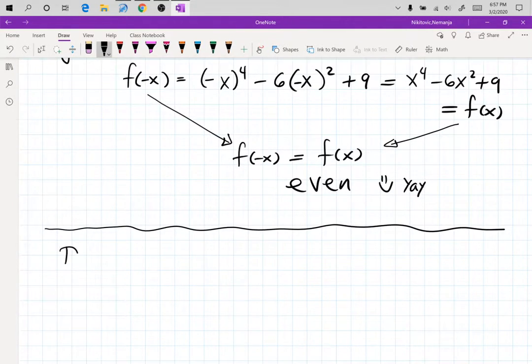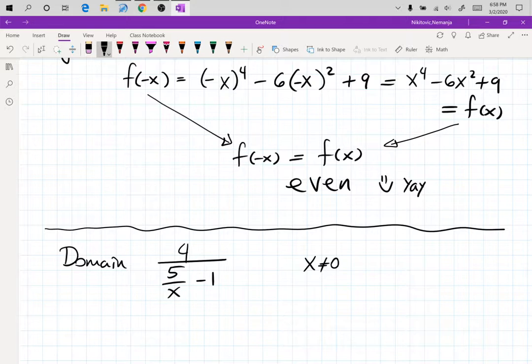Find the domain for 4 over 5 over x minus 1. Well, what we immediately see is that x cannot be 0, right? That's given, because if you have x equals 0, then you would immediately have that this part would be undefined because you can't divide by 0. So we have to exclude 0.